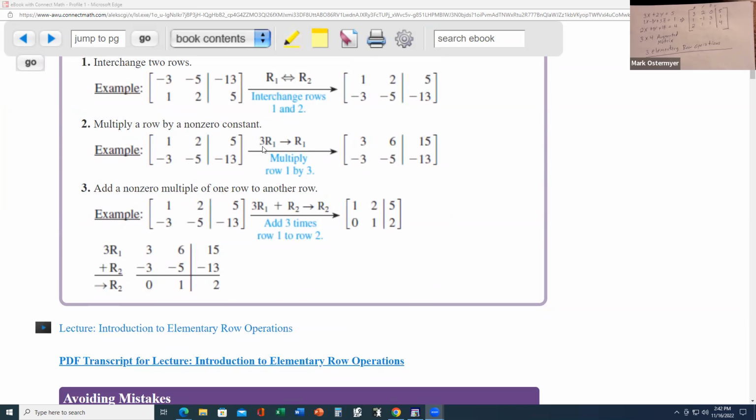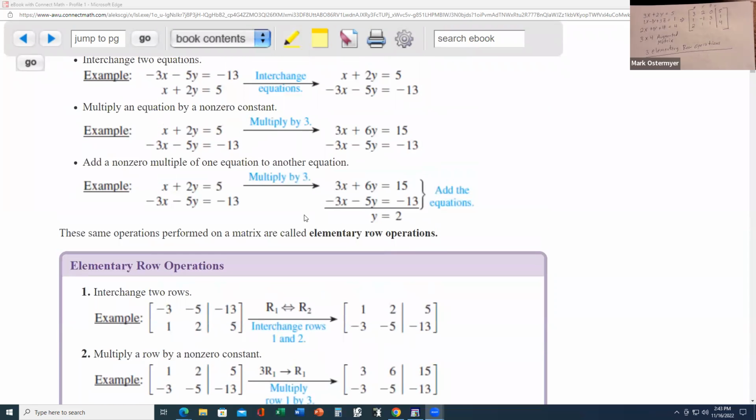I can always multiply any row of a matrix by a non-zero constant. This notation here is saying that I took row 1 of this matrix on the left and multiplied it by 3 to form a new row 1. So every entry in row 1 got multiplied by 3 to give us a new equivalent row 1. That's a valid elementary row operation. This matrix over here is still equivalent to the original matrix over here on the left.